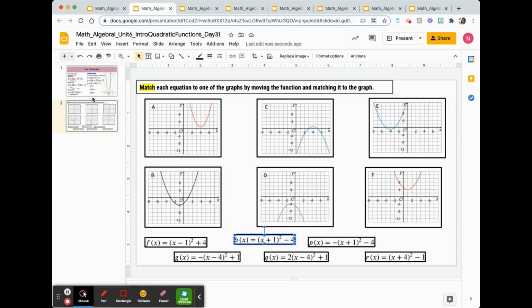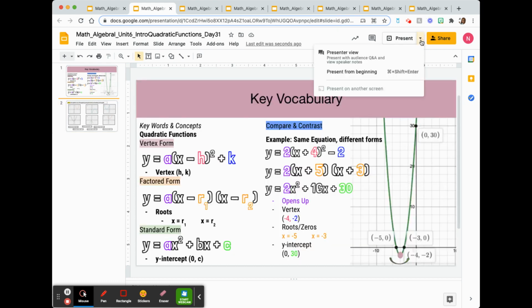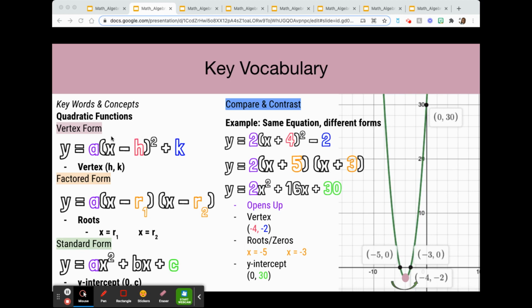Now, additionally, here I've provided vocabulary words and a vocabulary organizer for the key things that they're going to need for this lesson, which are all of the forms, the vertex form, factored form, and standard form, and an example of the same equation written all three ways, and things that we can identify for each.